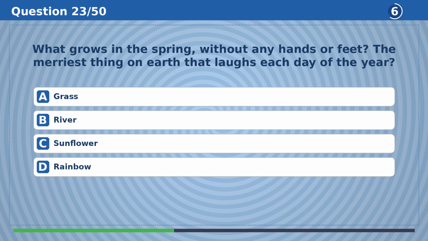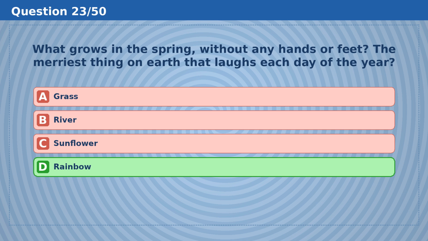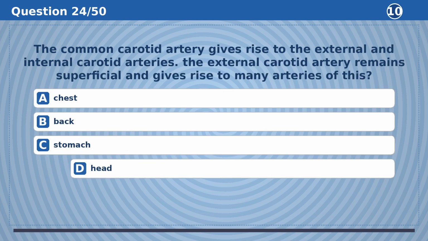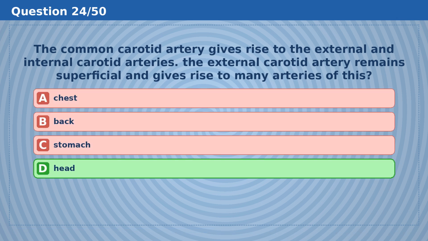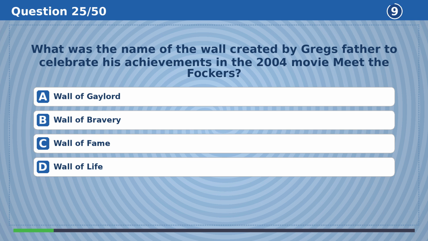What grows in the spring without any hands or feet? The merriest thing on earth that laughs each day of the year? The answer is D, rainbow. The common carotid artery gives rise to the external and internal carotid arteries. The external carotid artery remains superficial and gives rise to many arteries of this. The answer is D, head.